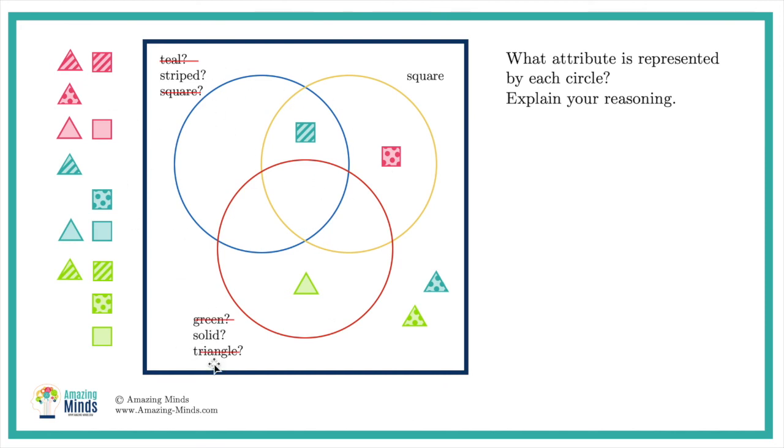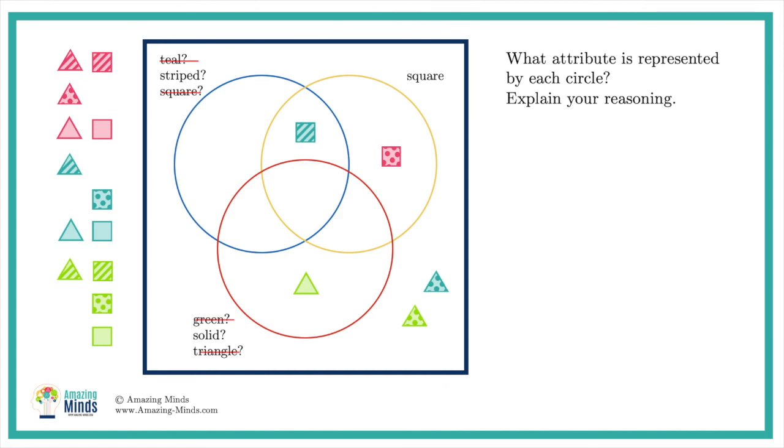But then look at this. Now, it can't be green. And it can't be triangle. So it's solid. So where would the empty sets be? And you want students to understand that nothing is both striped and solid, which would really include both of these areas.